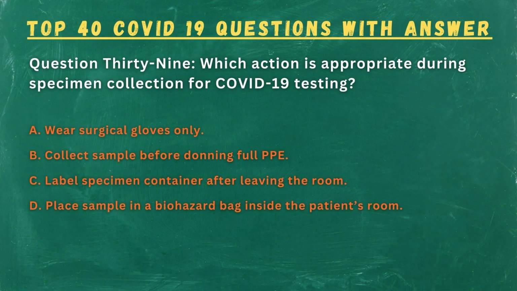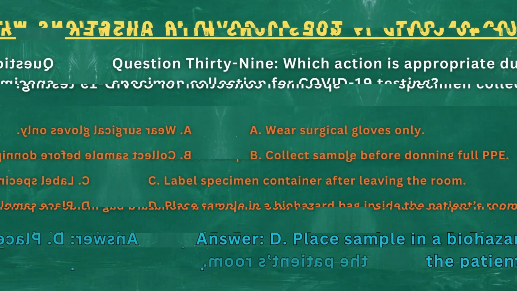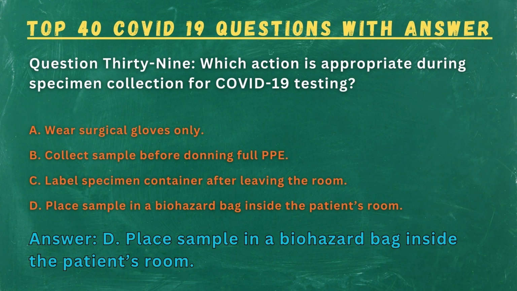Question 39. Which action is appropriate during specimen collection for COVID-19 testing? A. Wear surgical gloves only. B. Collect sample before donning full PPE. C. Label specimen container after leaving the room. D. Place sample in a biohazard bag inside the patient's room. Answer: D. Place sample in a biohazard bag inside the patient's room.